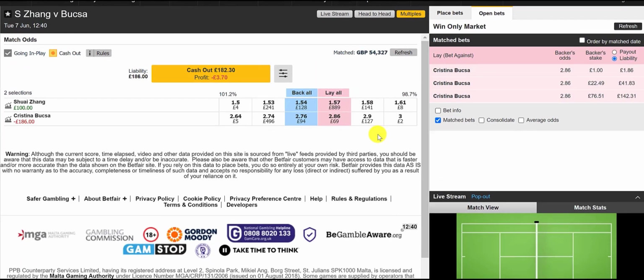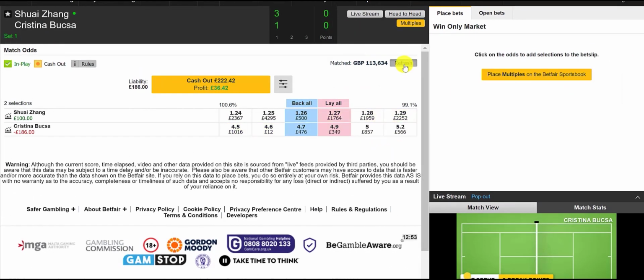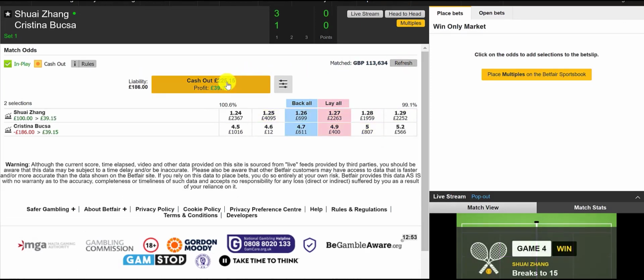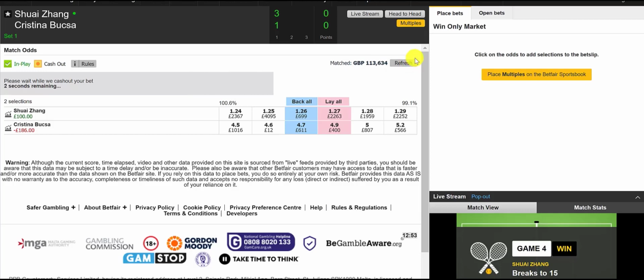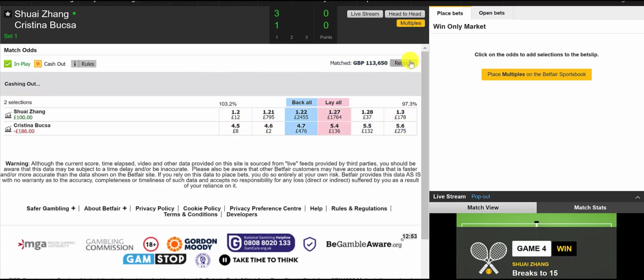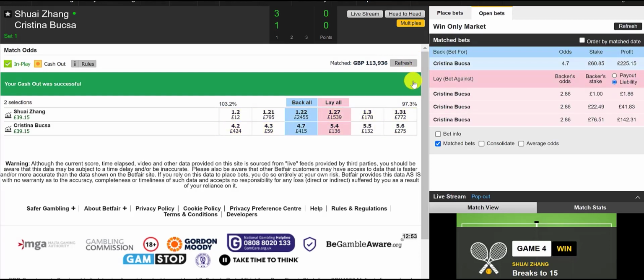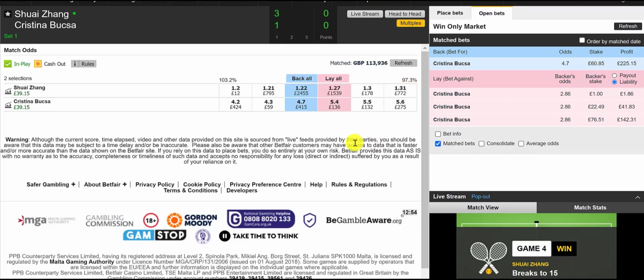Okay, so this is a qualifier. It's found a qualifier for us, and then now we're going to let it go in play, and let's see if we can get out with a profit. And as you can see here, early on, we've got the 2-game lead to Zhang. So we just cash this out and exit for a profit. And then the work is done. Okay, pretty much that is as simple as it is. We went in with a lay of Buxa, 2.86.